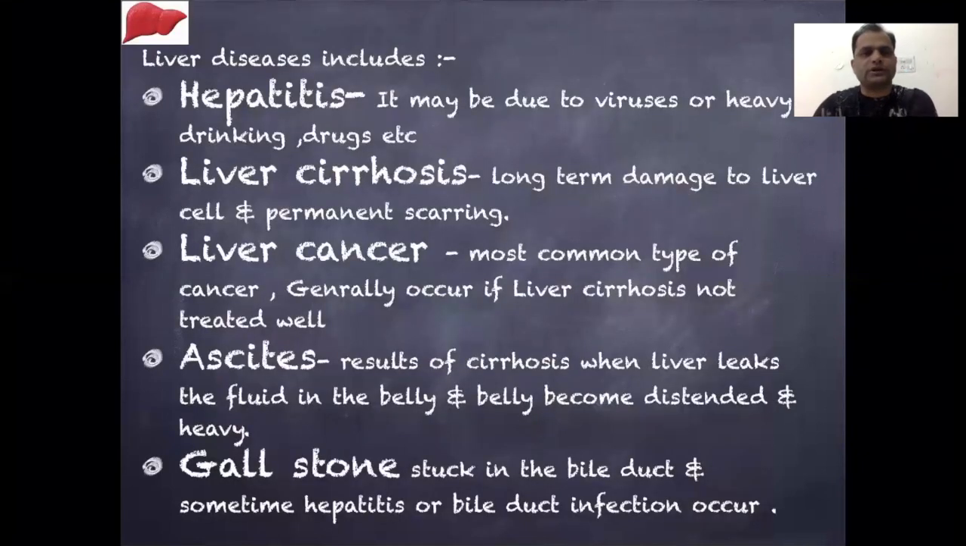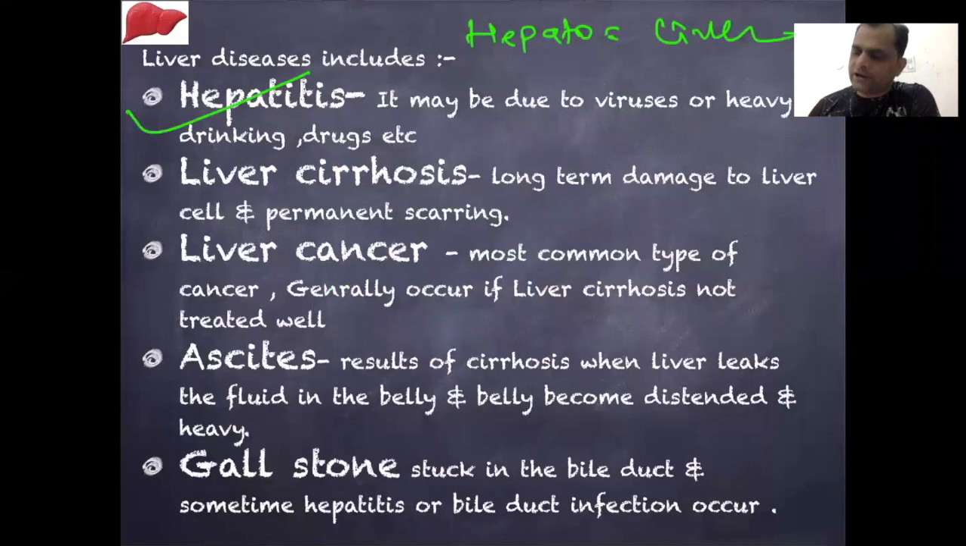So let's talk about a disease which is very commonly happening. The name of this disease is hepatitis. Hepato means liver and itis means inflammation. So this may be because of a virus, or if someone is drinking a lot or taking many drugs. Hepatitis A, hepatitis B, C, in this way there are many hepatitis.